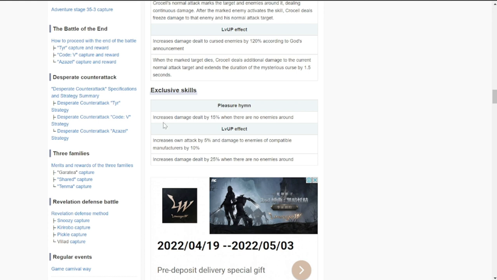Her exclusive skill increases damage dealt by 15% when there are no enemies around. The level up effect increases attack by 5% to enemies of compatible manufacturers by 10%, and increases damage dealt by 25% when there are no enemies around.